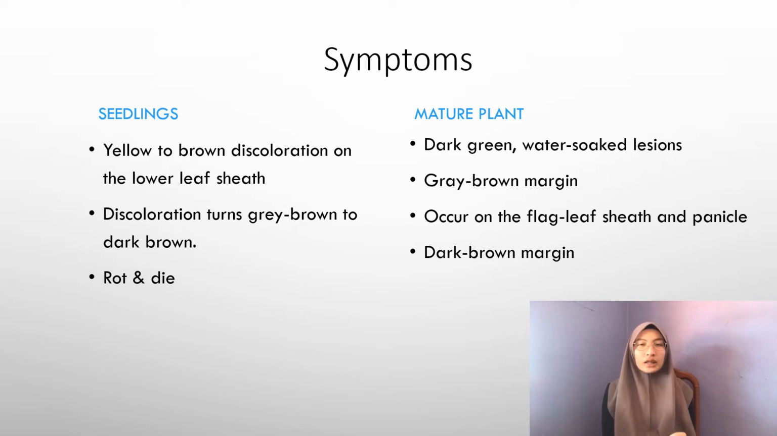Next, infected seedlings initially show yellow to brown discoloration on the lower leaf sheath. After that, the discoloration turns gray-brown to dark brown and then it rots and dies.